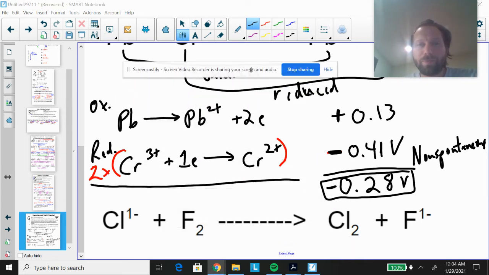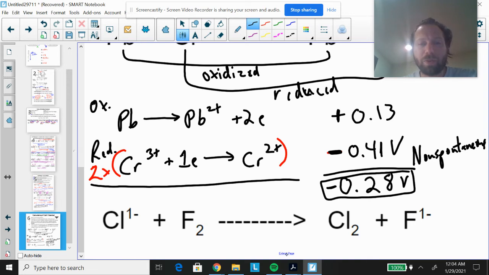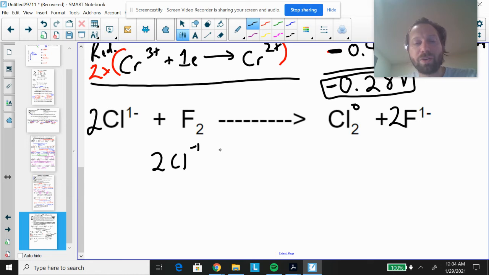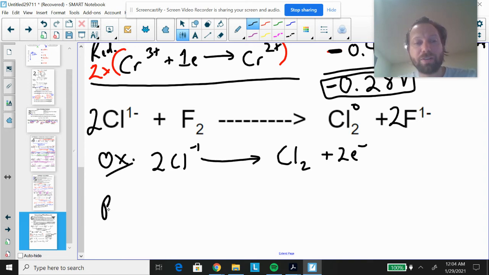Let's do one more. We're going to do this one below. And we'll write out the chemical equation here. So we're going to do 2 here. I'm going to do 2 here just to balance it. And now I'm going to write out the reactions here. So 2Cl minus 1 goes to 0. So this is going to be oxidized.